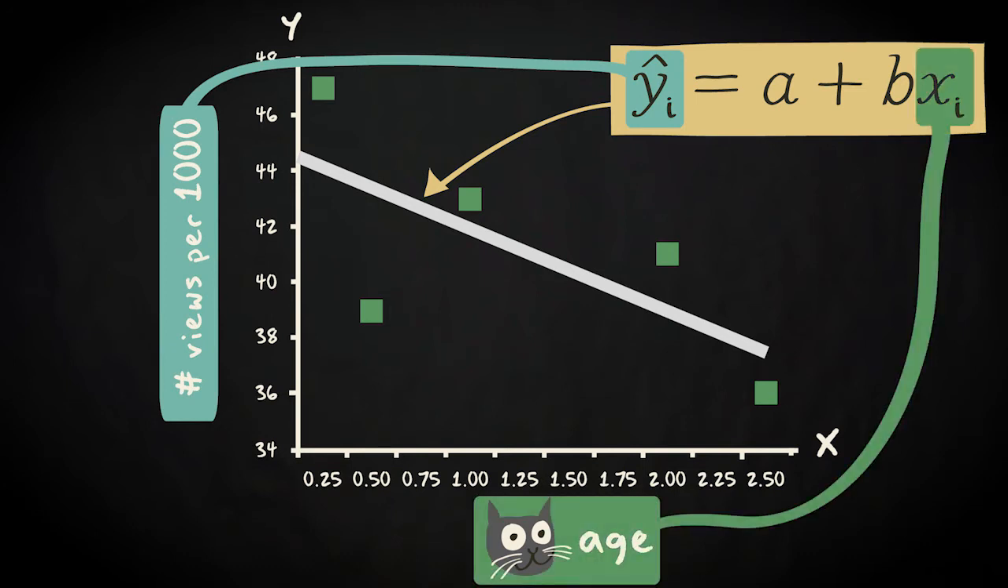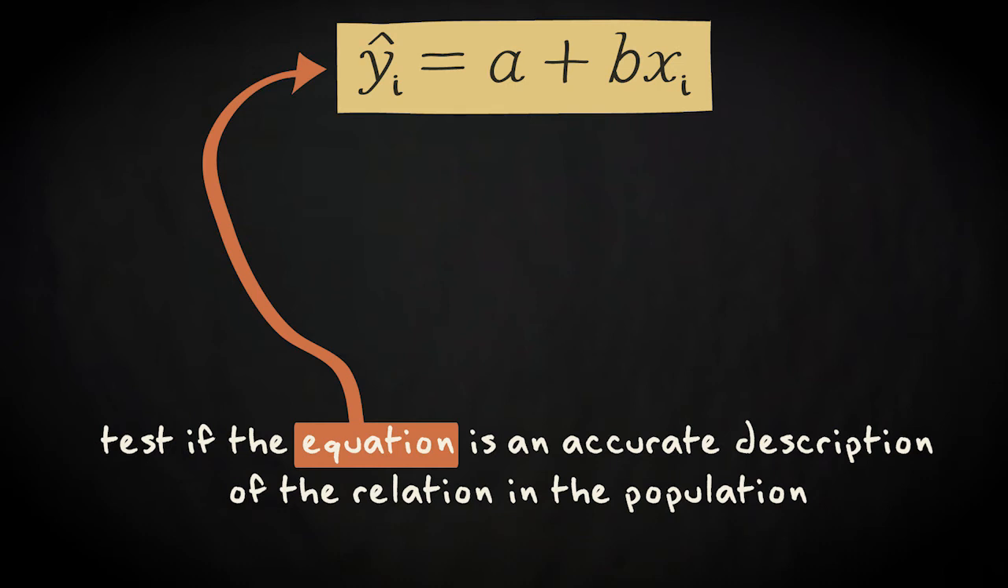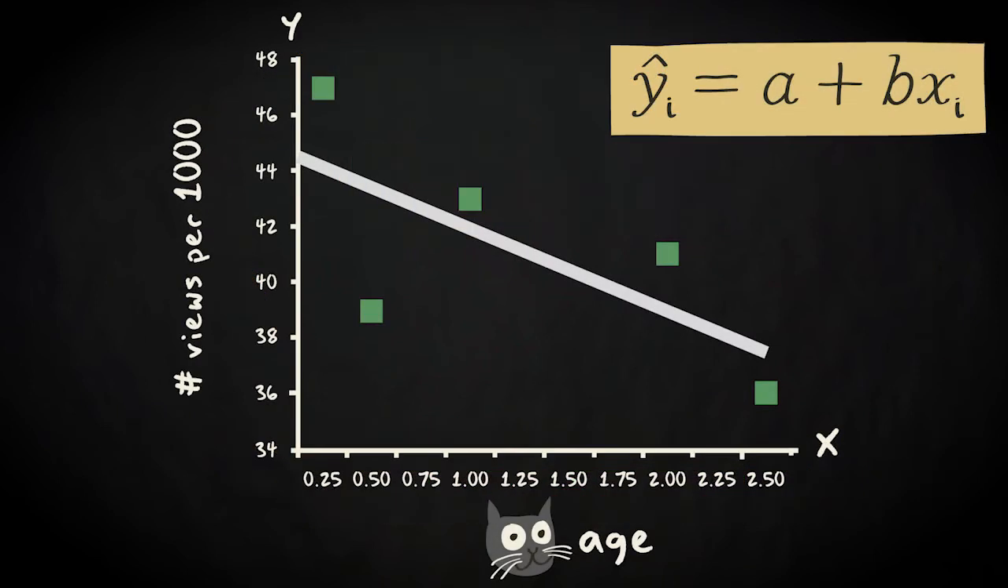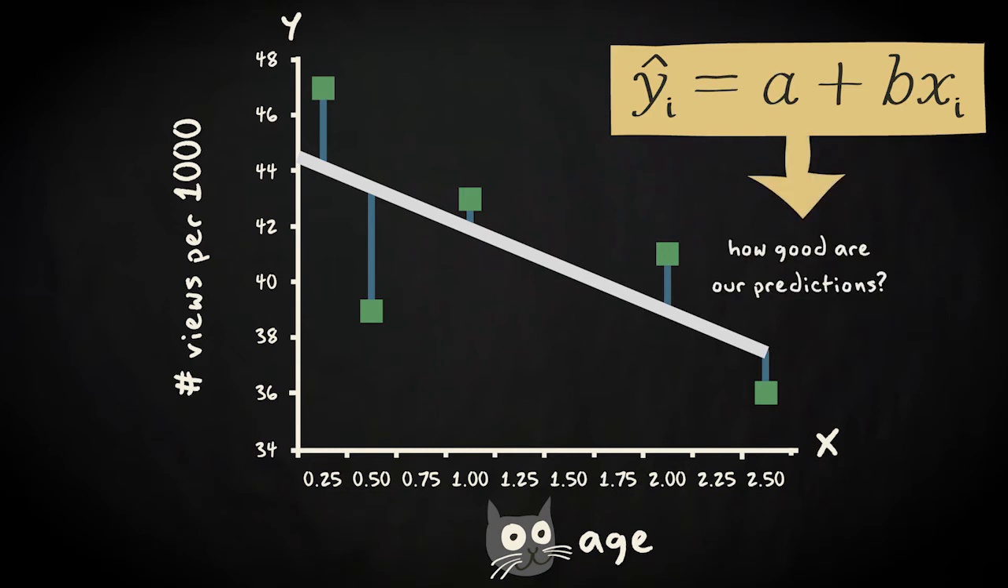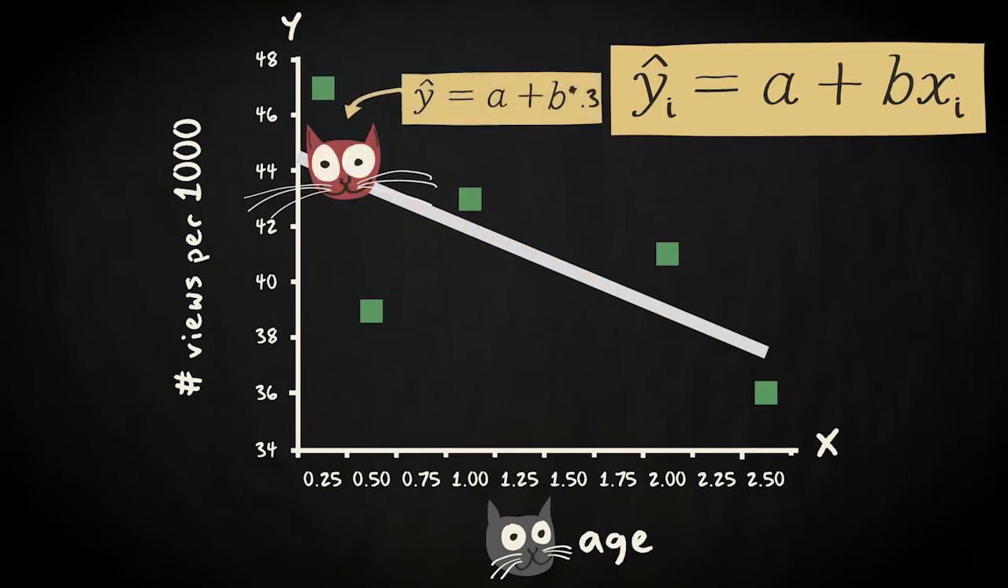This allows us to do a couple of interesting things. We can use inferential statistics to test if the equation is likely to be an accurate description of the relation in the population. We can also see how closely the predictions approximate the observed data points. In other words, how good our predictions are. We can use the regression equation to identify outliers, data points that deviate strongly from the rest. And finally, we can generate predictions for new cases. For example, to estimate how popular videos of my new kitten will be.